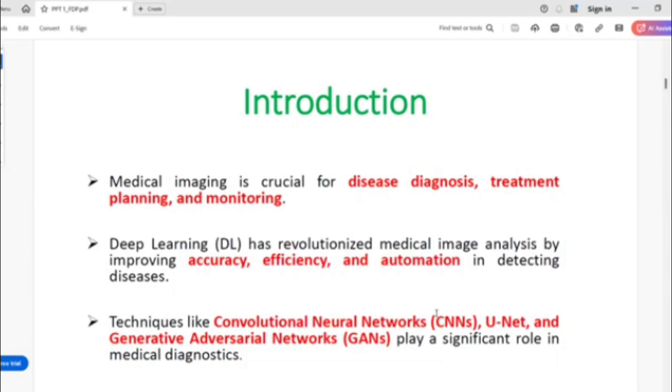Now in deep learning, what are the various approaches we have for medical image analysis? We have many techniques, which are commonly known to you all: convolutional neural networks, U-Nets, GANs. There are many advanced features in deep learning techniques for medical image analysis.